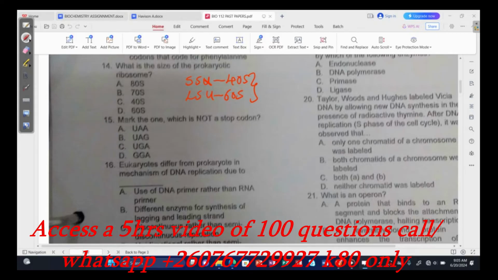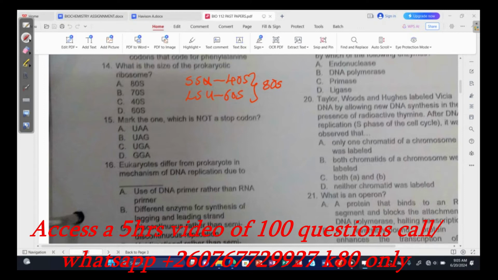But if they ask you for the total sedimentation size of the eukaryotic ribosome, you don't add 40 plus 60 to get 100, no. If they just ask you in general what is the size of the eukaryotic ribosome, the total is 80S. So you have to check the question. Are they asking about the size of the small or the large subunit, or just in general? If they ask you in general, the size is 80S.